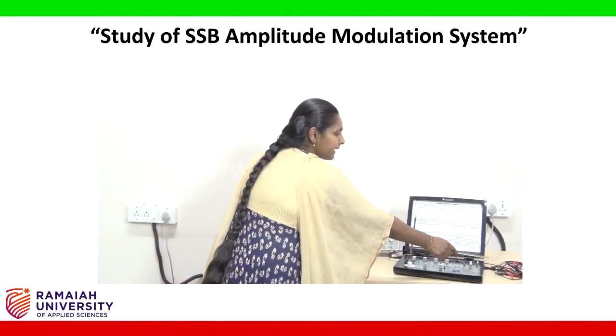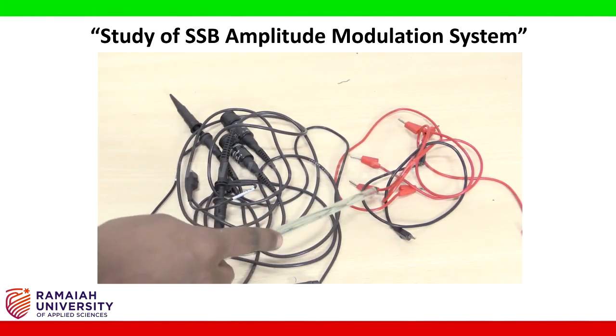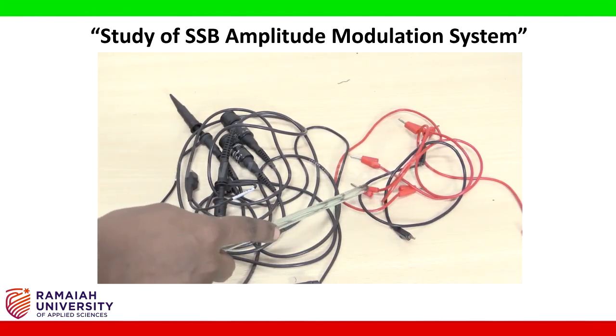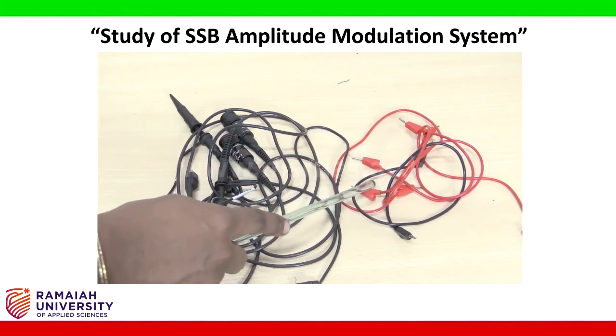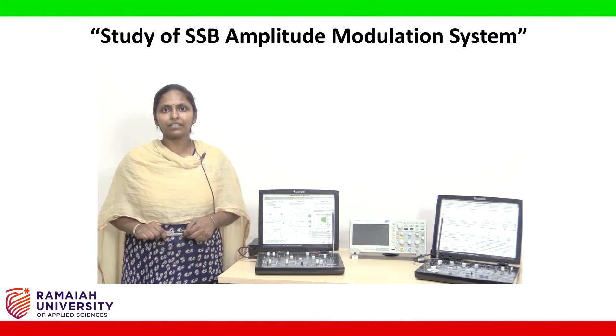Connecting probes and connecting wires. These are the connecting probes which are used to connect from the kit to the CRO. These are the connecting wires to interconnect different places, different nodes of the kits. Now let us start the experiment based on the block diagram.